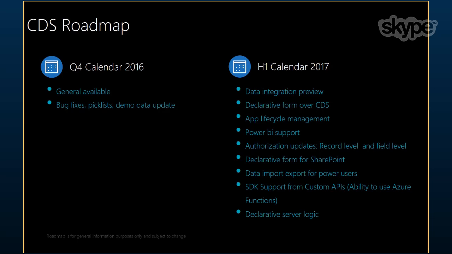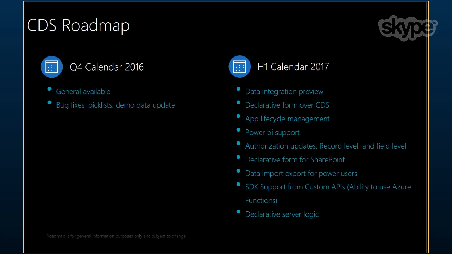Right. So we've moved very fast. In August, we did a preview of the Common Data Service with Power Apps, and in November, we did GA. Since November, we've been working on fixing bugs and enabling some incremental features like pick lists and translations. Next year, first half, we do have a roadmap for features. So we would like to do a preview of our data integration, where we bring bulk data into CDS from various sources.